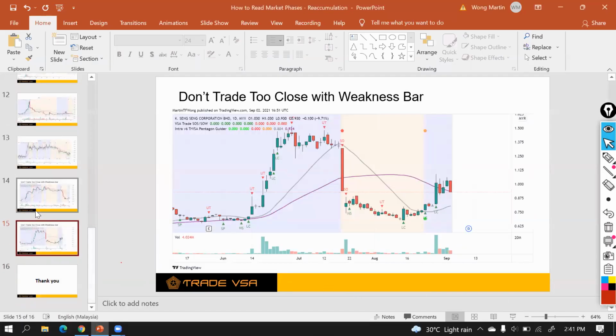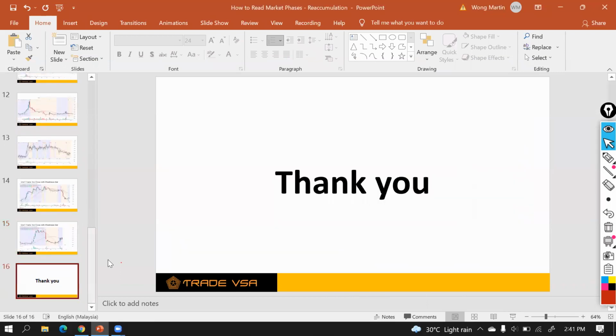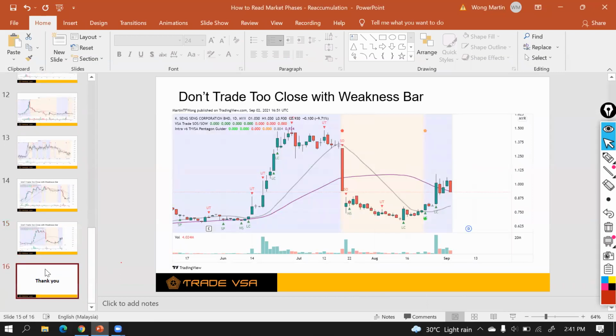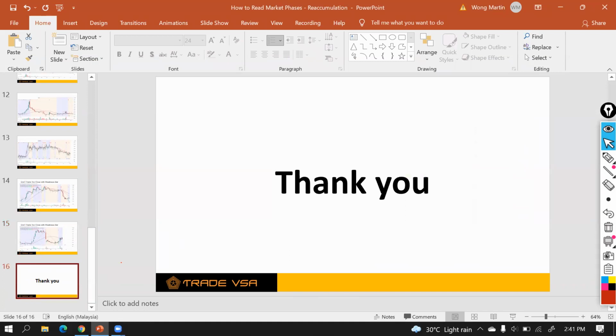Any other questions regarding this reaccumulation? I think this is my last case study. Let me know if you have any questions, or if you all have a better understanding of how to check reaccumulation stocks. Type 1 yes, type 2 no.